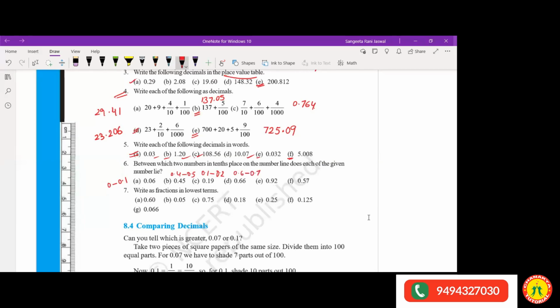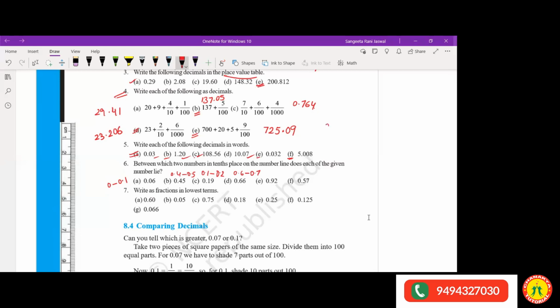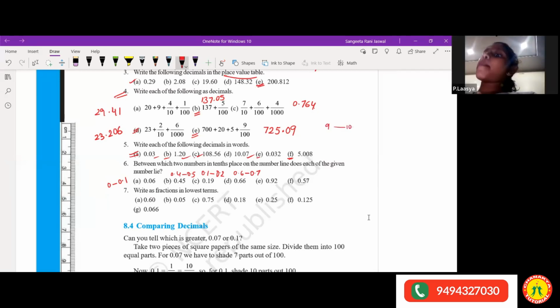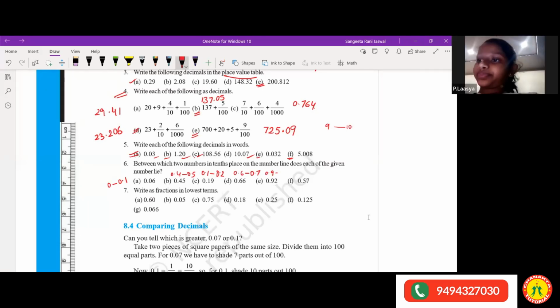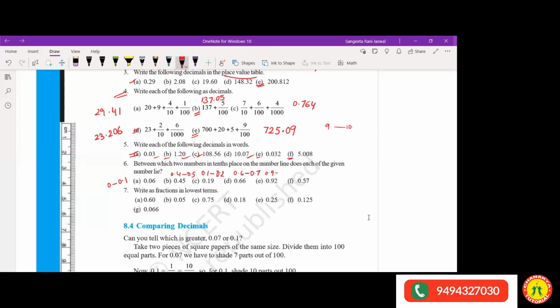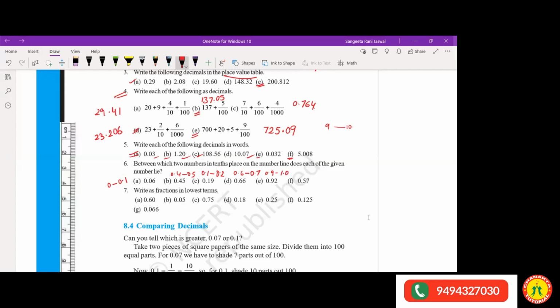Last year, you tell me, where will you get 0.92? Between 9 and 10, ma'am. Number 9 and 10? No, it is 0.9 and 0.10. There is no 0.10, that is 1. Okay, ma'am. We should say it like that.